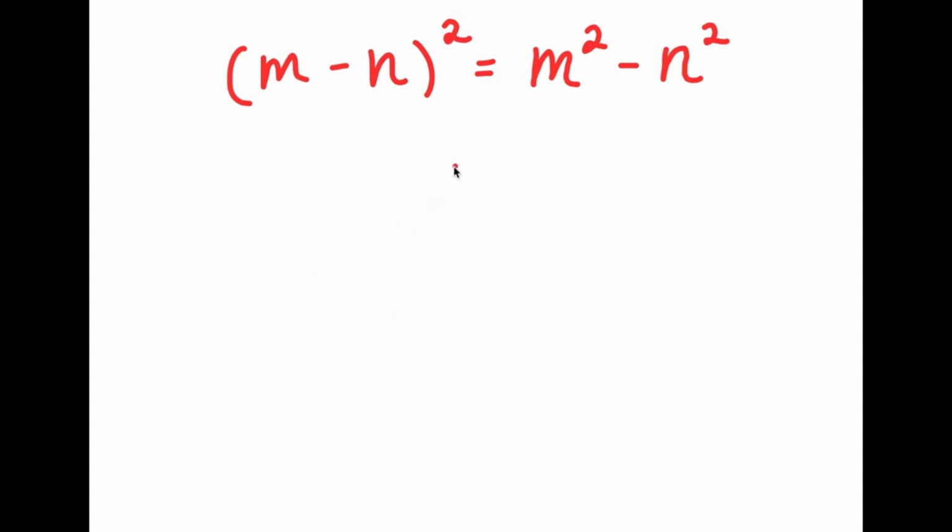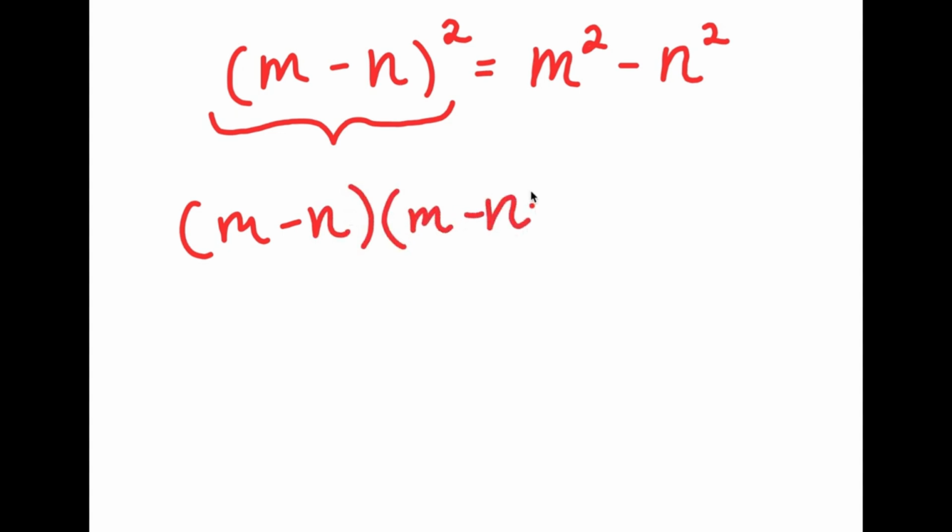Alright, so in this problem I have m minus n squared is equal to m squared minus n squared. So to solve this problem, I'm going to first start by rewriting m minus n squared. And I'm going to rewrite this to m minus n times m minus n.